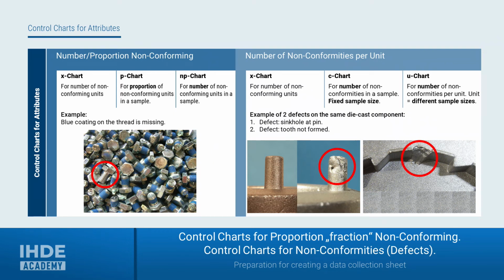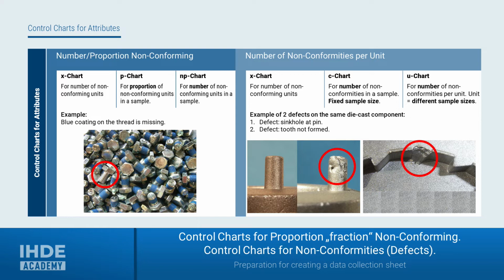This is an example from a previous lesson to illustrate potential failures. On the left are a bunch of screws with a blue coating. One screw is uncoated. This is an example of a number of defective units. It's one defective unit, let's say, in 1000 coated screws.